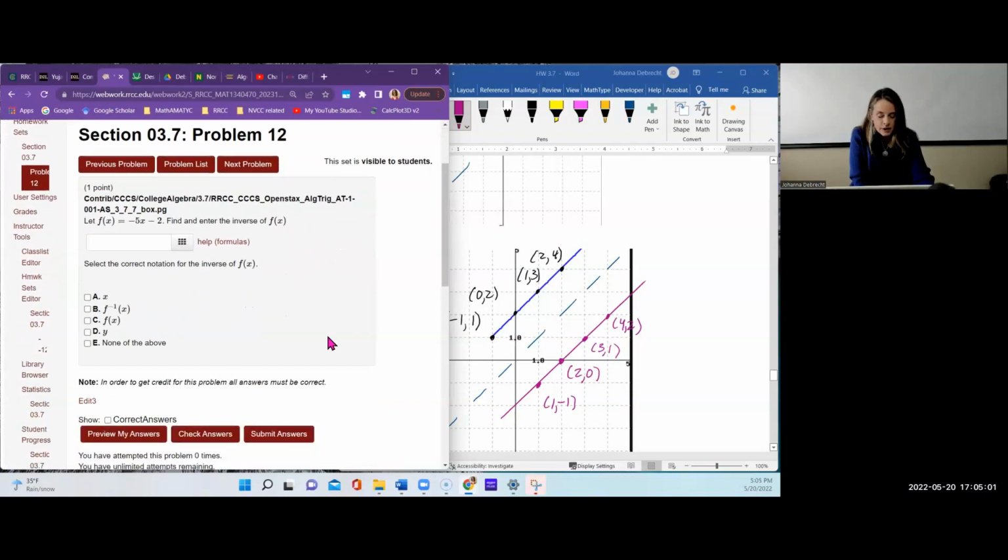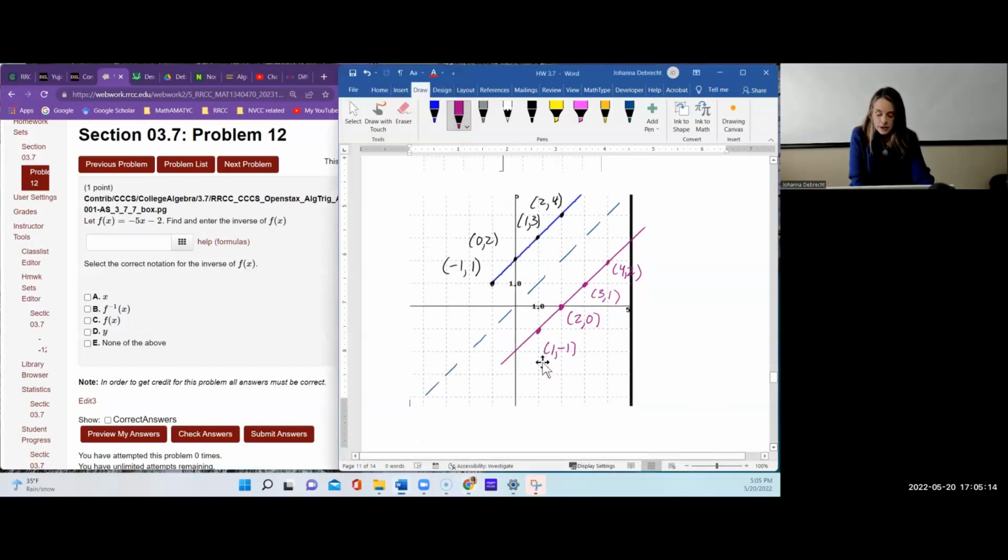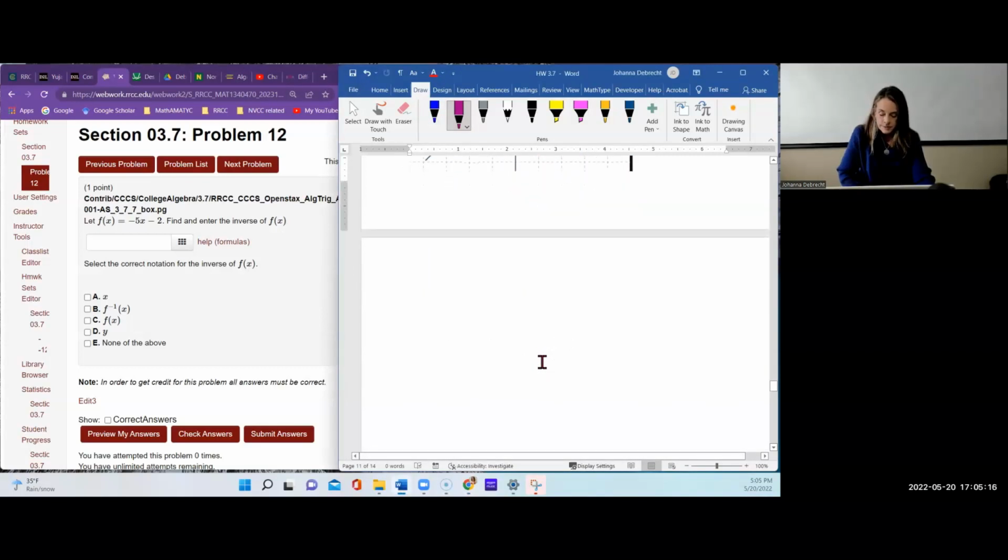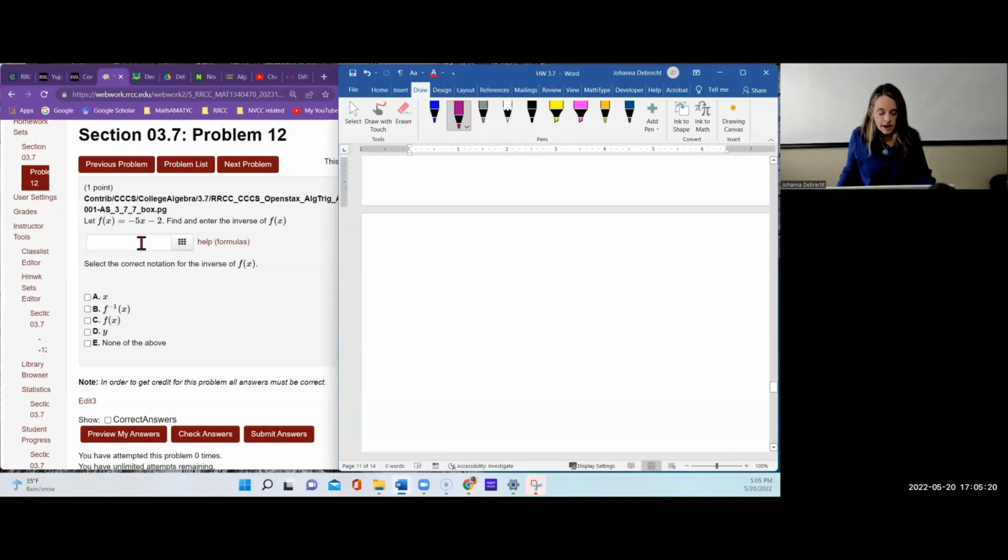Let's take a look now at a question about some notation. This says, let f of x equal -5x minus 2. Find and enter the inverse of f of x. It is a slanted line, so we know the inverse will be a function. We're not sure what it wants in this particular line.